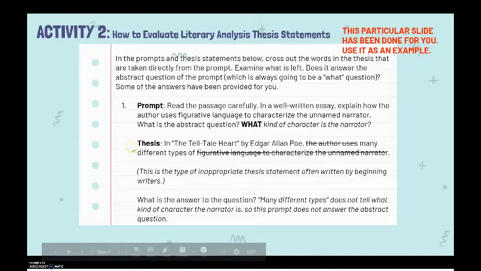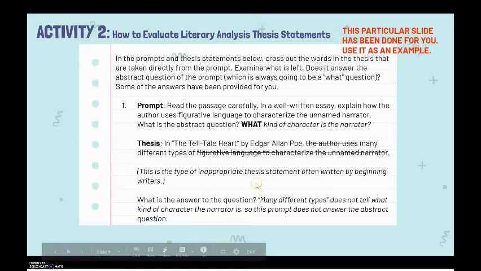Here's the thesis. In The Telltale Heart by Edgar Allan Poe, the author uses many different types of figurative language to characterize the unnamed narrator. Well, we need to cross out the words in the thesis statement that we found in the prompt. So I crossed out the author uses and figurative language to characterize the unnamed narrator. Let's read what's left over. In The Telltale Heart by Edgar Allan Poe, many different types of... That's it. That's all that's left in the thesis.